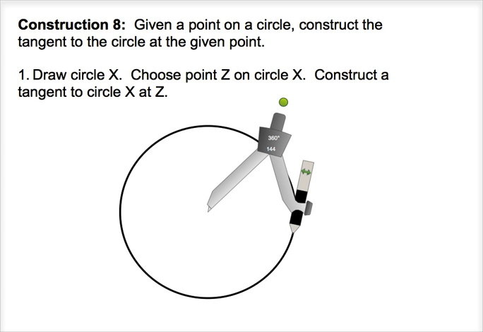Before I move on, I'm going to actually mark the location for the center of my circle and call that X because it's a circle X. It says choose point Z somewhere on the circle. I'm just going to pick it right over here. And constructing a tangent. Here's what you do to construct a tangent.